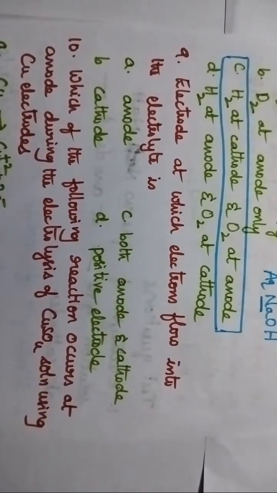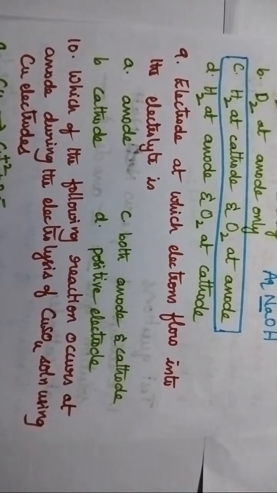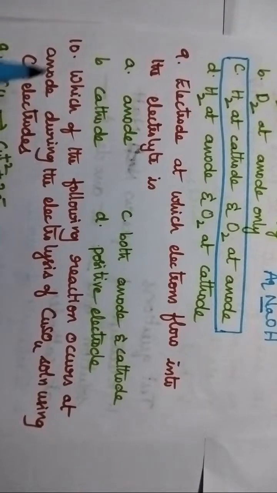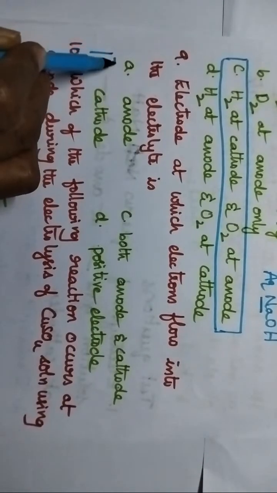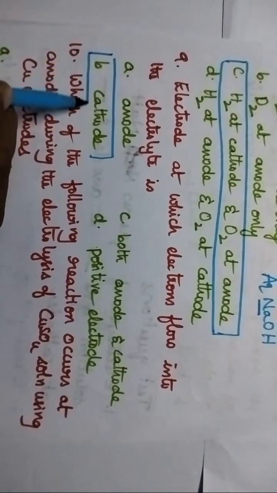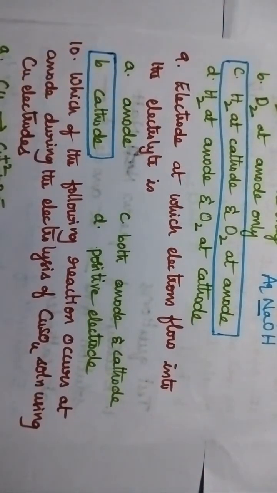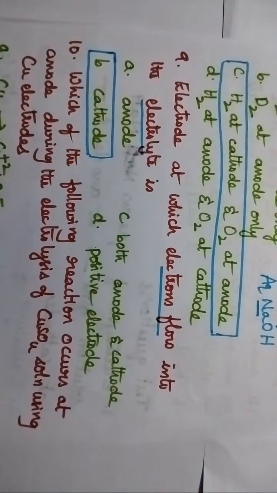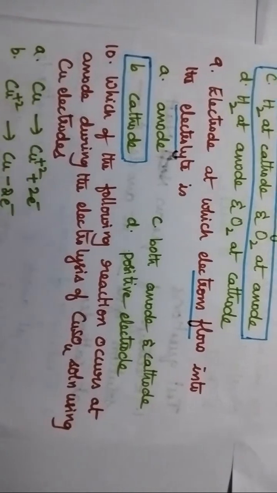Moving to the ninth question. Electrode at which electrons flow into the electrolyte is. Especially at the cathode, the electrons flow into the electrolytic solution. So option B is the right answer. Electrons flow into the electrolyte at the cathode. So option B is the right answer.